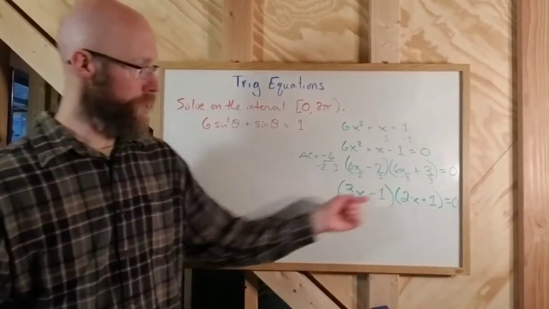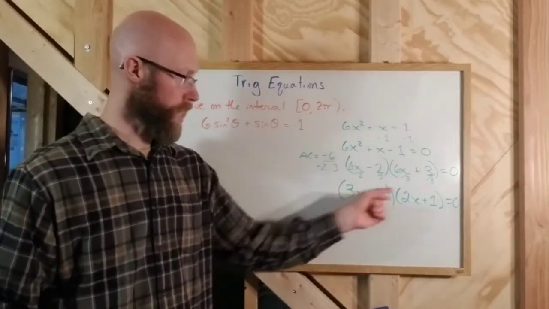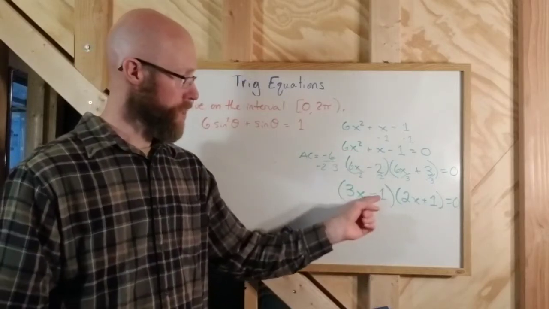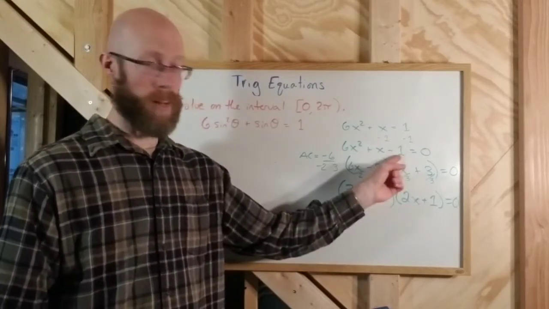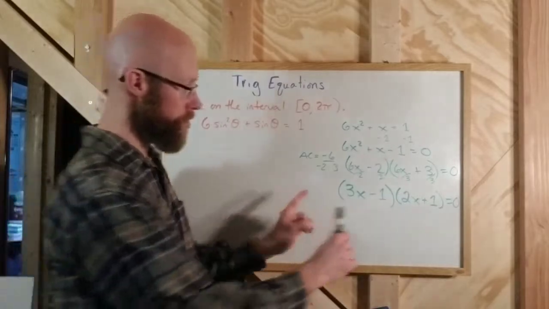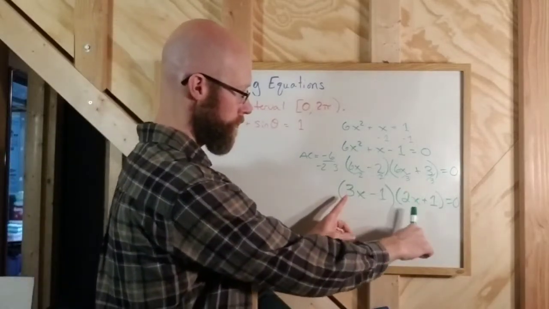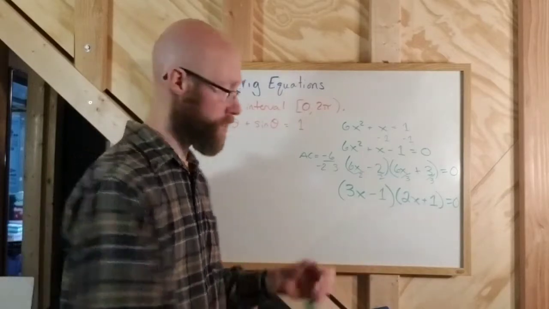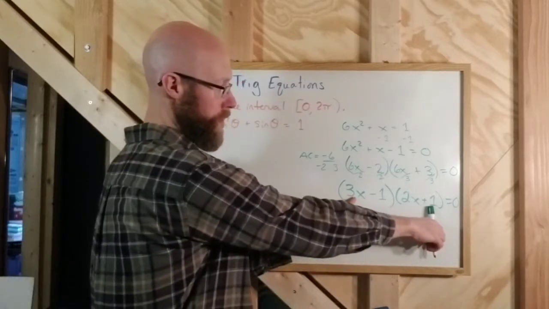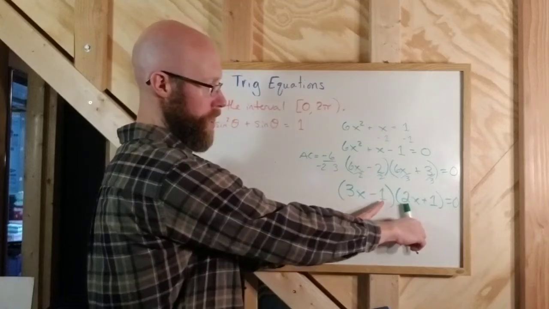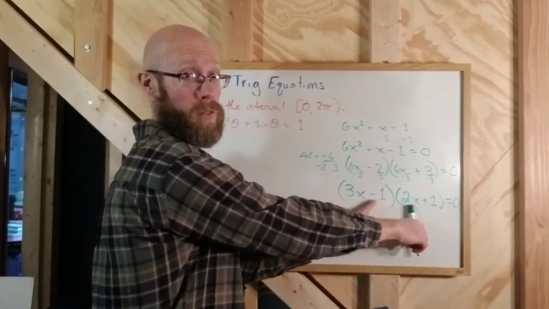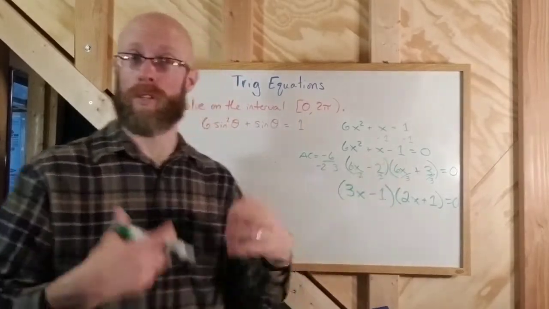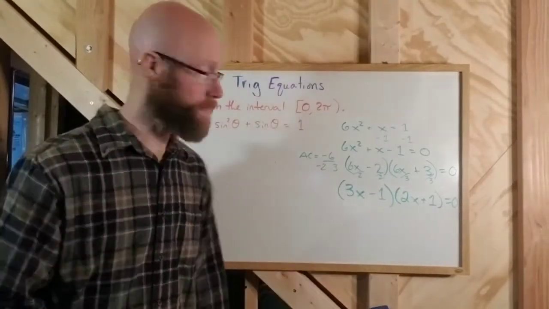Now if you think about redistributing this, 3x times 2x is 6x squared. That works. The negative 1 times the 1 gives us the negative 1 here. The other two terms, the O and the I in FOIL, for instance, would be 3x times 1, that's 3x, and negative 1 times 2x is negative 2x. Well, 3x and negative 2x is 1x, which is that term in the middle. So it does redistribute properly.